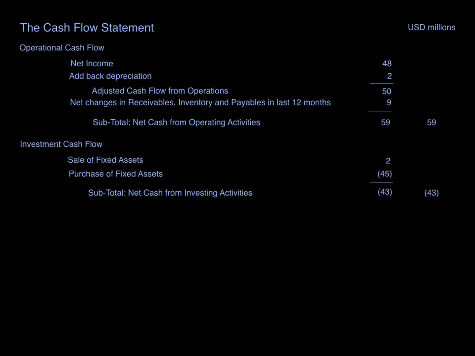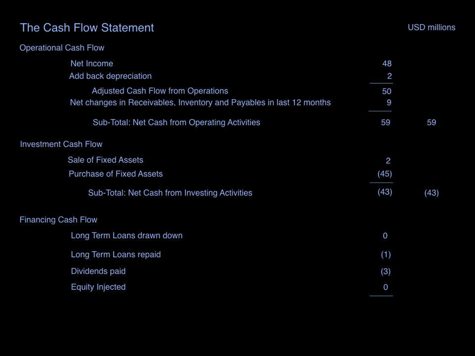The third section of our cash flow statement is financing cash flow and accounts for transactions of a purely financial nature. These include long-term loans drawn down and repaid, dividends being paid, and any additional injections of equity. Retained earnings are credited to equity each year, but this is internal accounting. An injection of equity would be cash paid in by the shareholders, say from a rights issue.